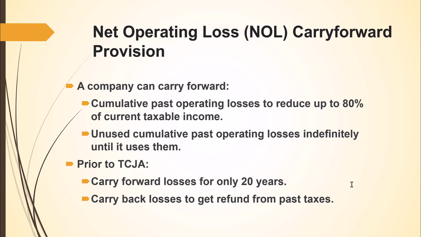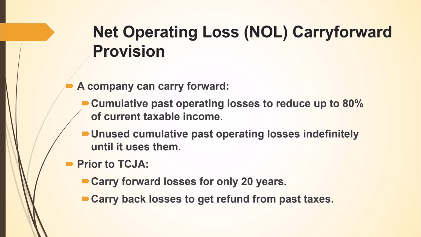So prior to this tax code, you could carry losses forward for only 20 years, but you could carry them back to get a refund. So this provision helps smooth out a company's tax burden over time. Airlines such as Delta used net operating loss carry forwards after the pandemic to reduce taxable income as their operations returned to profitability, providing much needed relief during their recovery.